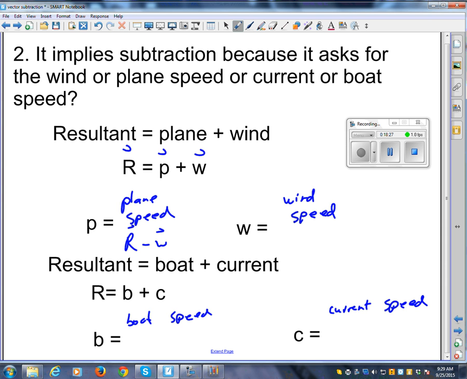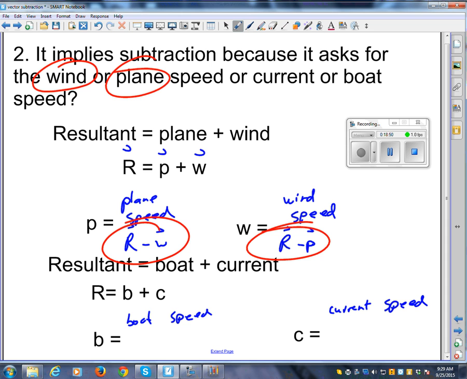And conversely, how do I isolate for W? The P goes the other side, so when you're solving for wind, that's going to equal resultant minus plane, isn't it? And you can see that they become vector subtraction, exactly the same. So really, what I'm saying is it implies subtraction because it asks for the wind or the plane or the current or the boat. It doesn't ask for the resultant, it asks for one of, we call them the components, one of the pieces of the puzzle, either the plane or the wind or the current or the boat.